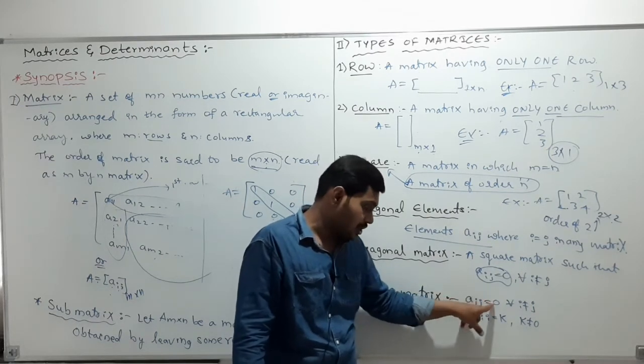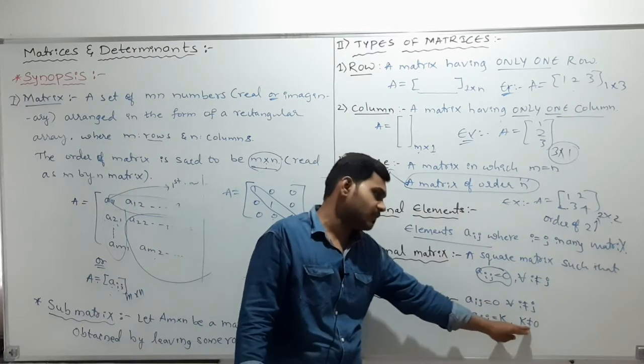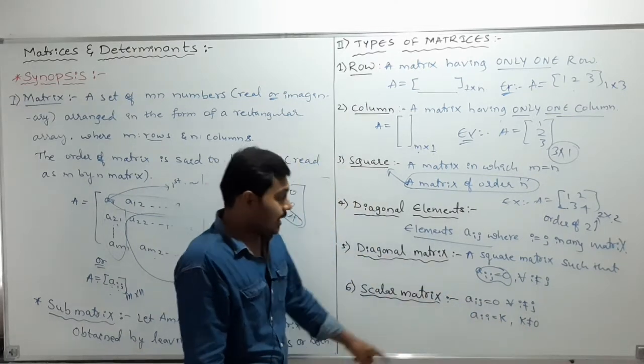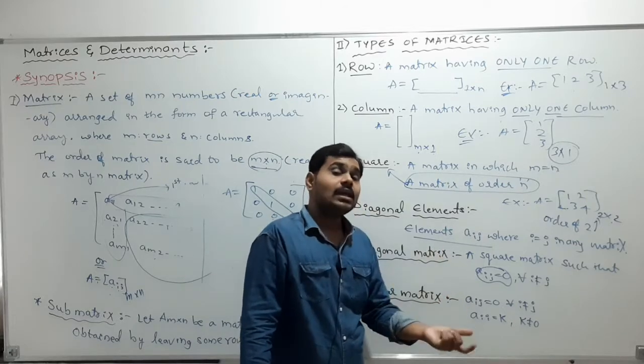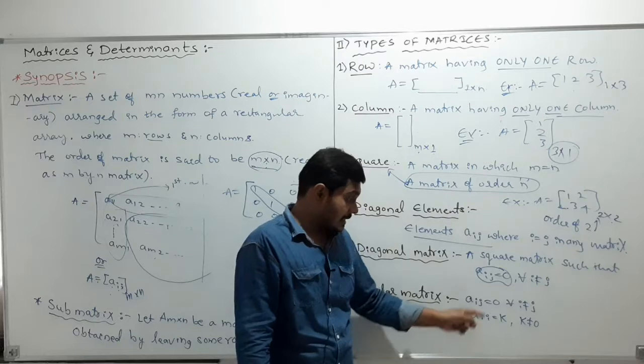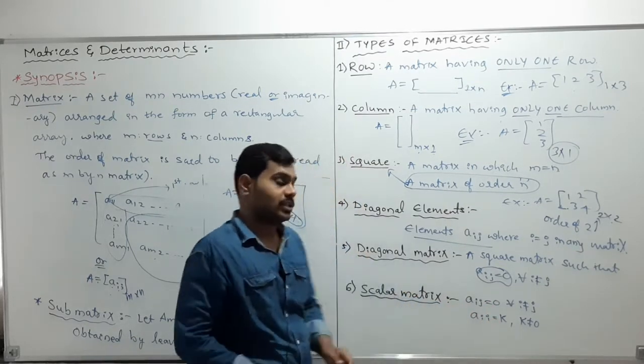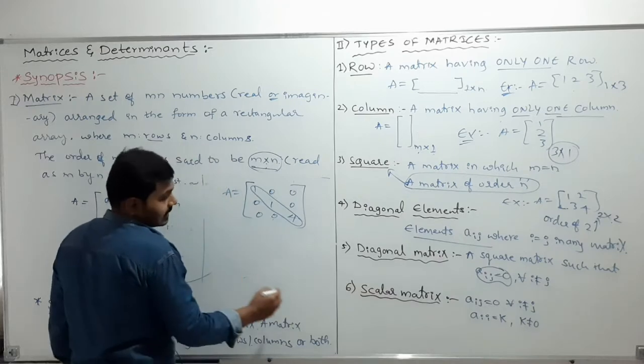Non-diagonal elements must be 0 and aii equals k, where k is any non-zero constant. So the diagonal elements may be any constant number, but the non-diagonal elements must be 0. So that is what we call a scalar matrix.